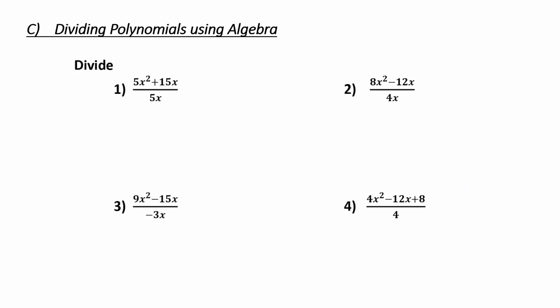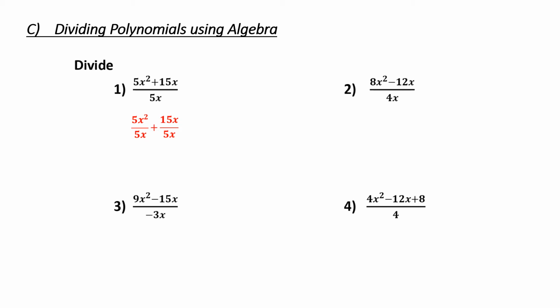Most people find using algebra a great deal easier. You're going to find that we've already done this when we did our money example. So what did we do with our money example? When we had a polynomial divided by a monomial, we took each term in the polynomial and divided it by the monomial. 5x squared divided by 5x and 15x divided by 5x.